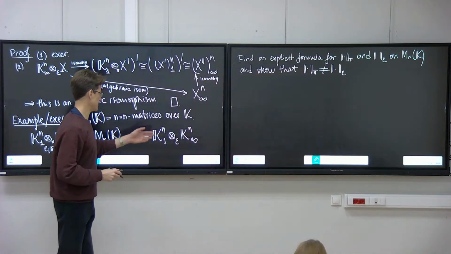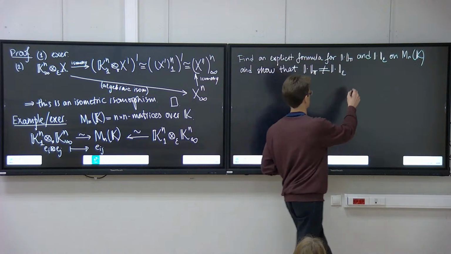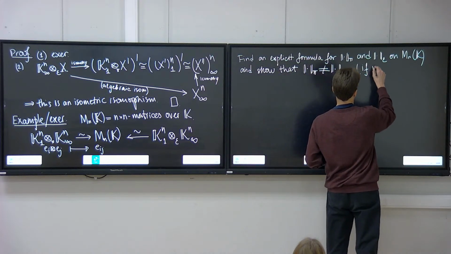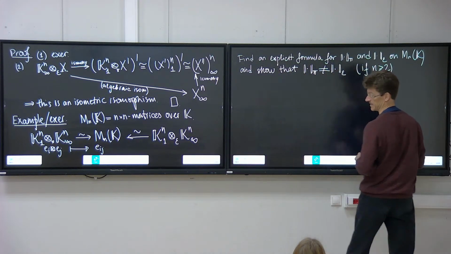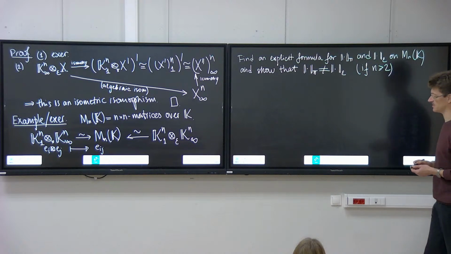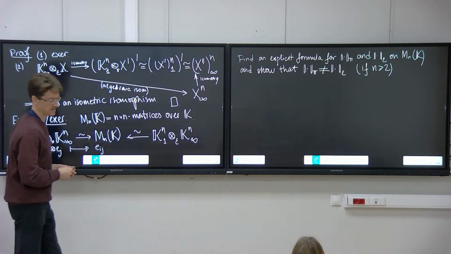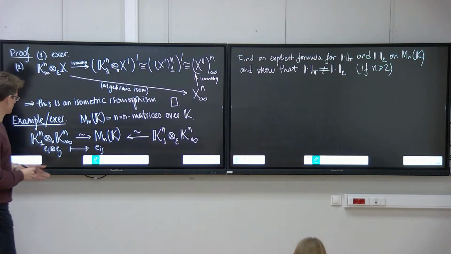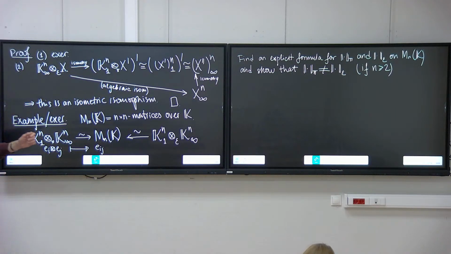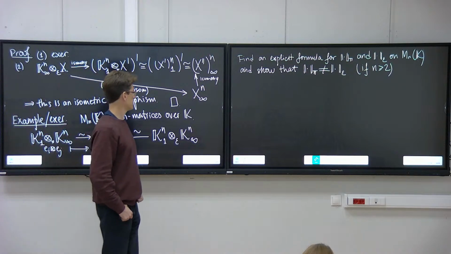Of course, if n is at least 2. Of course, if n is 1, then everything is one-dimensional and the seminorm and the norms are the same. But if n is at least 2, then they are not the same. So this is maybe the simplest example, which shows that the projective tensor norm and the injective tensor norm are not the same.